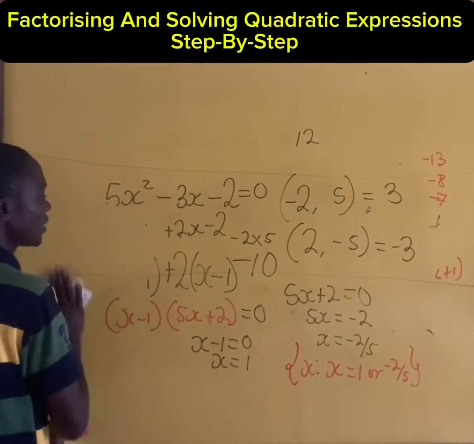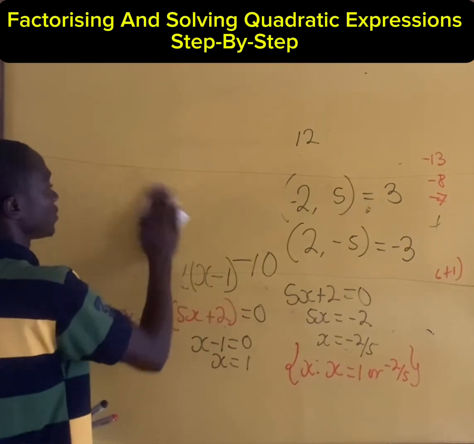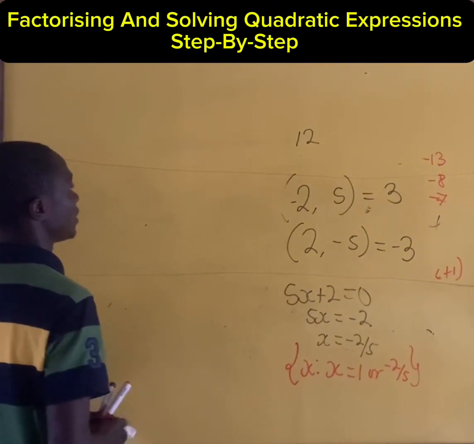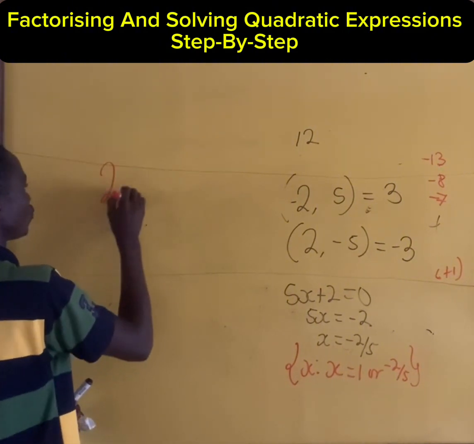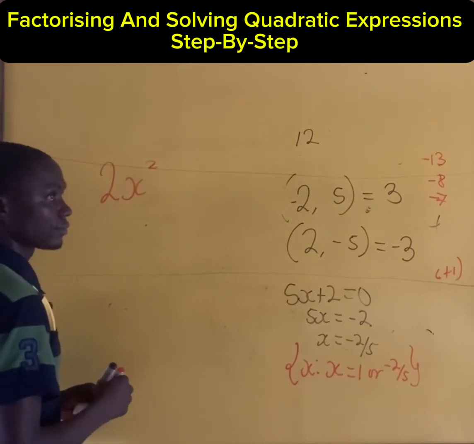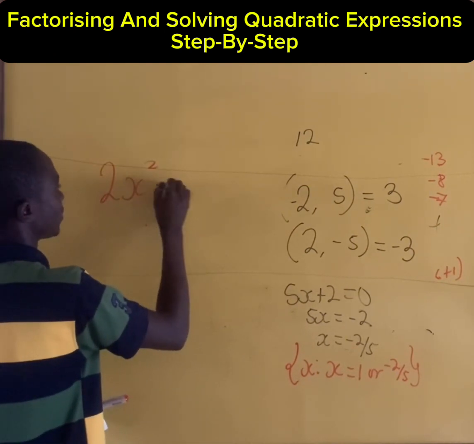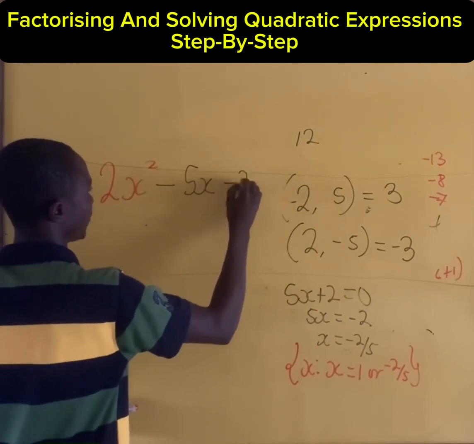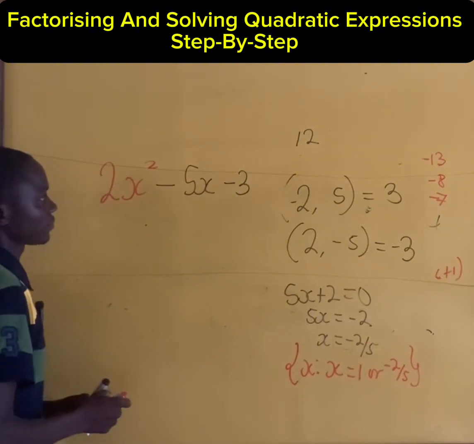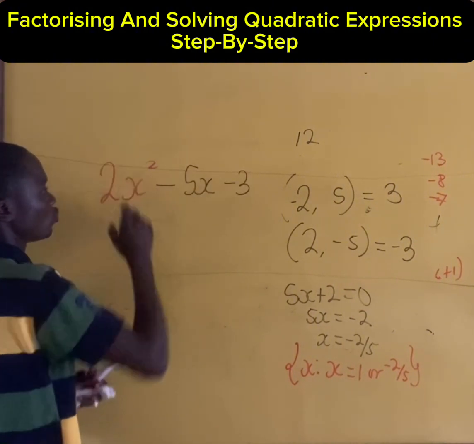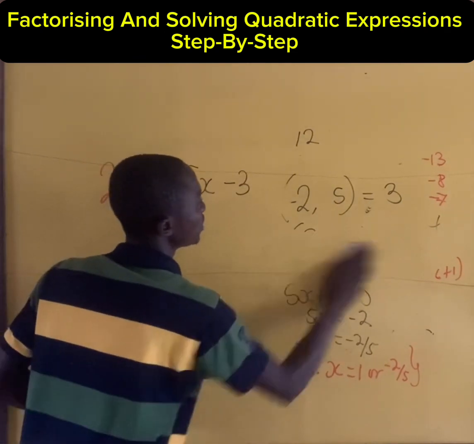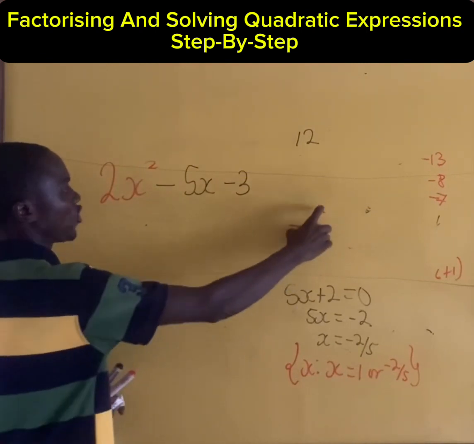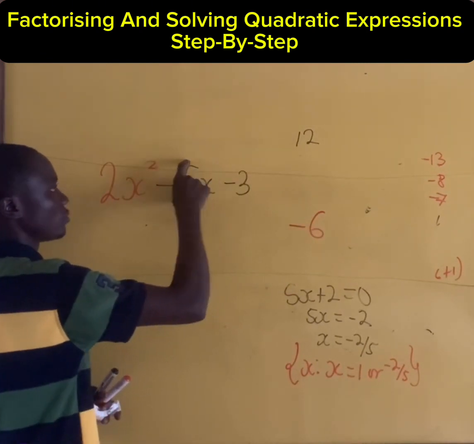So let us take this one. Let's take this: if I have 2x squared minus 5x minus 3, how do we do this one? We multiply minus 3 by 2 to get negative 6. So we put here negative 6. Now, we look for factors of negative 6 that will add up to negative 5.